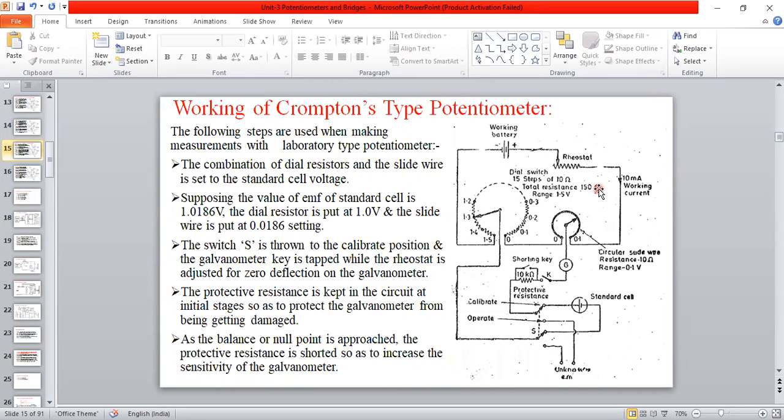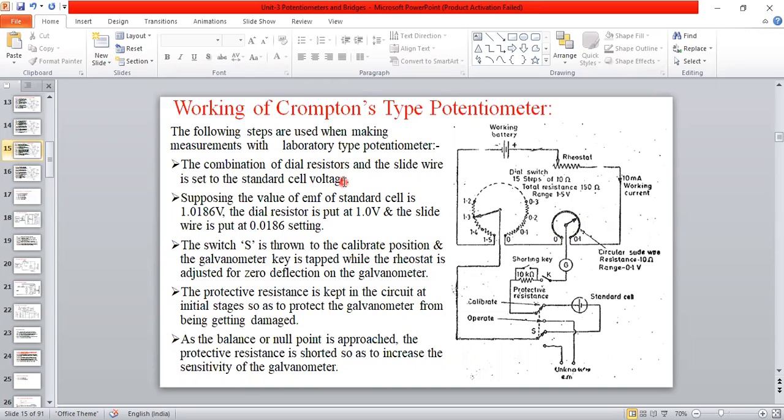See here, a combination of dial resistors we have used here, and this slide wire, both are connected in series only. So the voltage we are going to add here. This dial has a voltage range of 0 to 1.5 volt, and this circular slide wire has 0 to 0.1 volt.